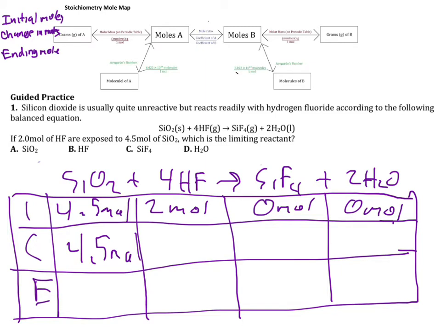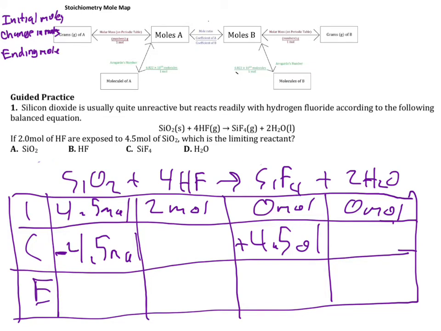And if you take a look, this is a 1-to-1 ratio. So that means that if 4.5 moles of this were to react, 4.5 moles of this would be added. And so we're subtracting 4.5 moles here because all of it's being consumed and there's no more. And we're adding 4.5 moles here because it is a 1-to-1 ratio. Every 1 mole of this will react and produce 1 mole of that.